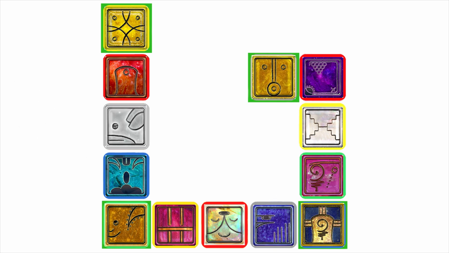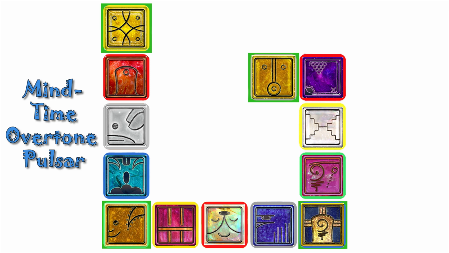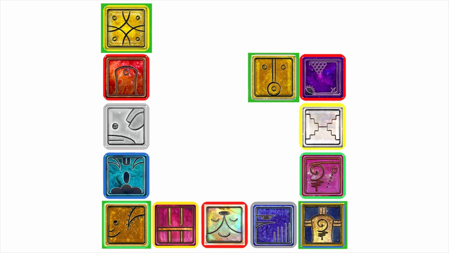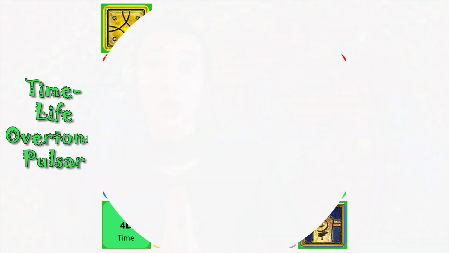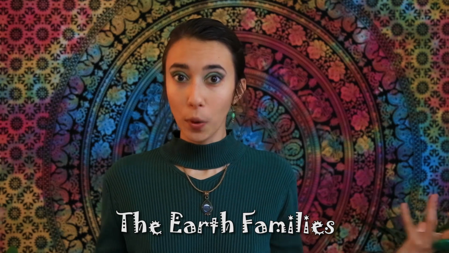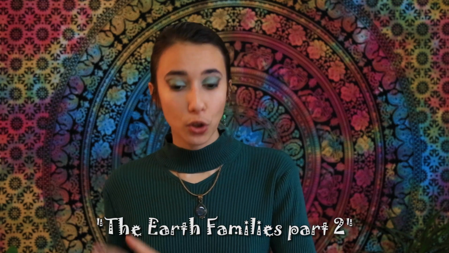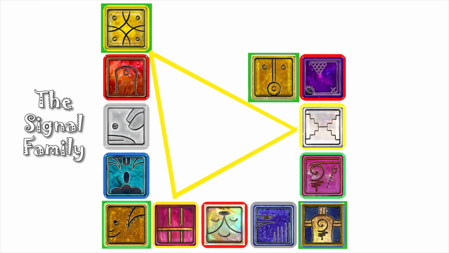Moving forward to the 4th mind-time overtone pulsar, we have the blue monkey and the yellow warrior, unifying mind with time. And finally, in the 5th time-life overtone pulsar, the yellow human and the red earth bridge the 4th and 1st dimension. You'll notice that the overtone pulsars actually help us find the Earth families within the wavespell. If you're not sure what Earth families are, go and check out the videos The Earth Families and The Earth Families Part 2. So, the first overtone pulsar reveals to us the signal family.